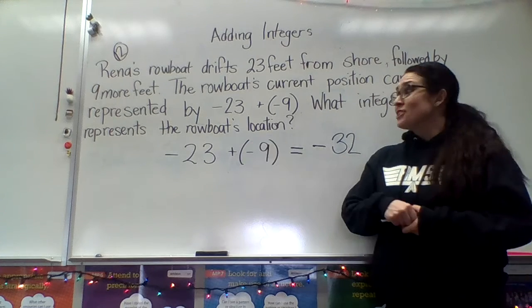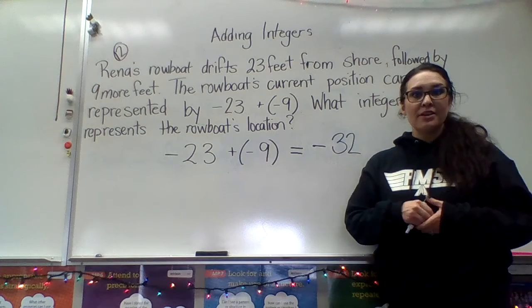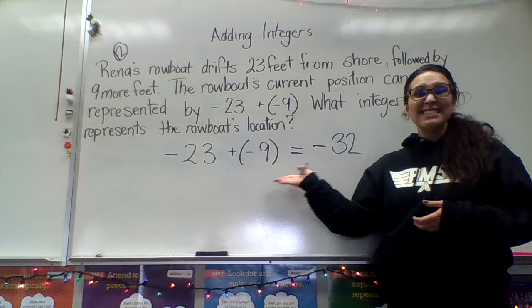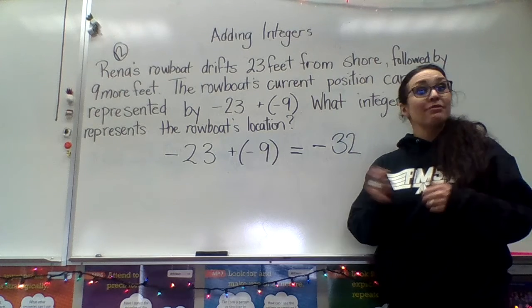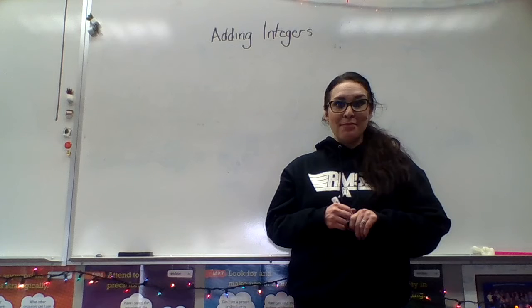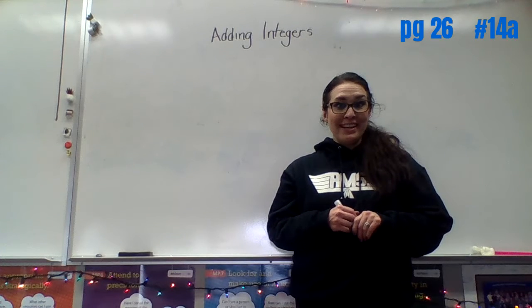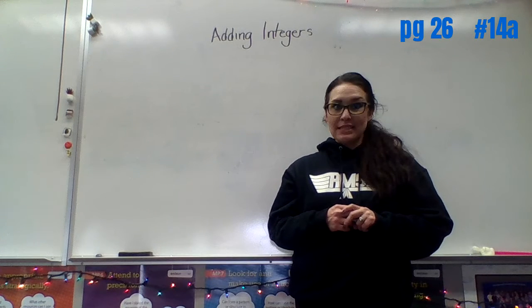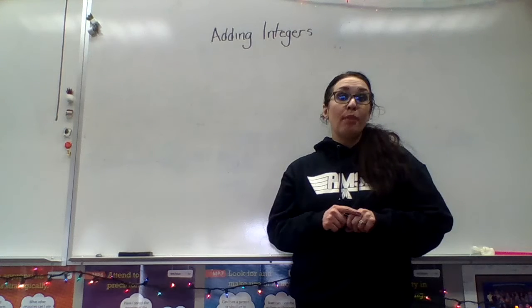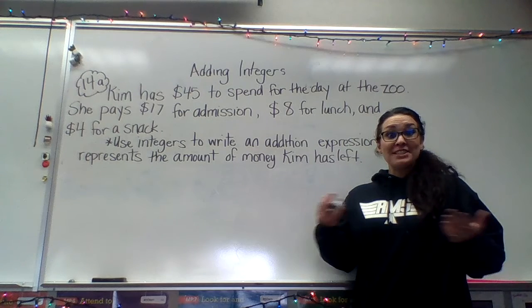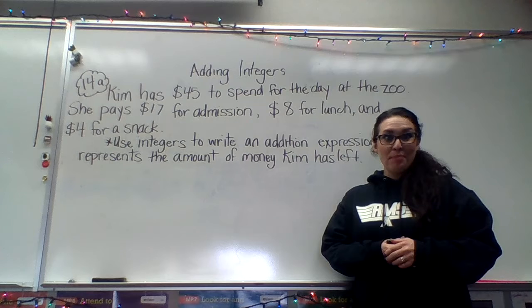So, what integer describes the current location of this rowboat? Well, it's negative 32 feet away from shore. All right, for our next problem, we're going to look at page 26, number 14, and we're just going to work on part A. All right, so again, this is problem 14A on page 26.